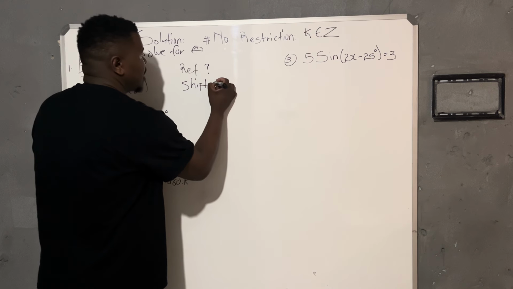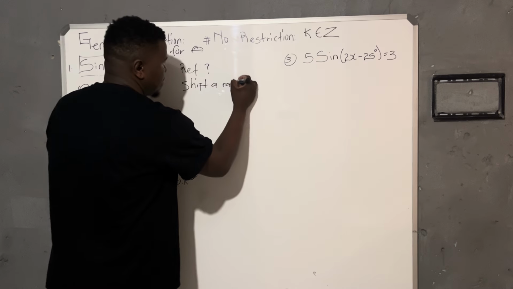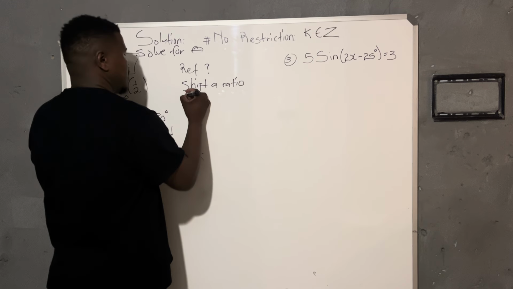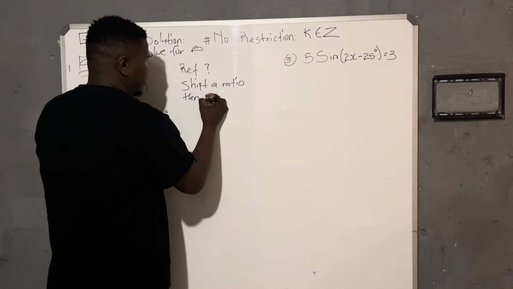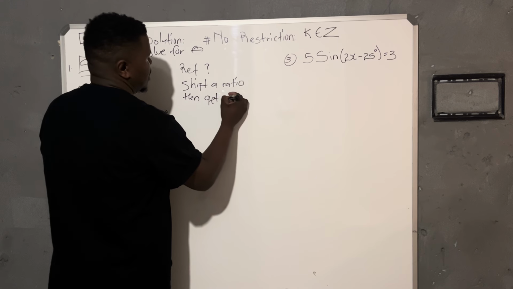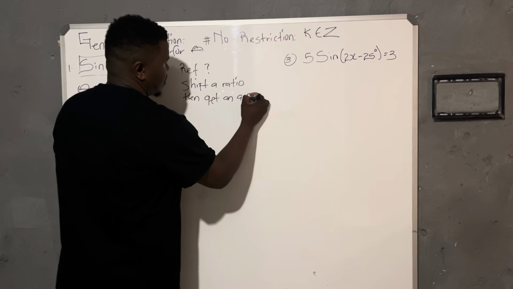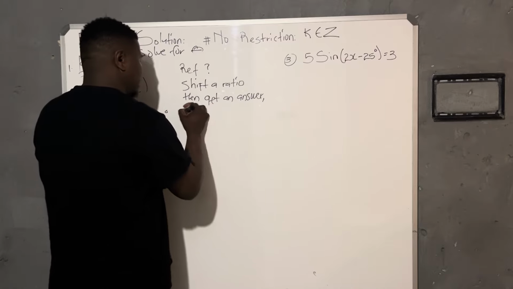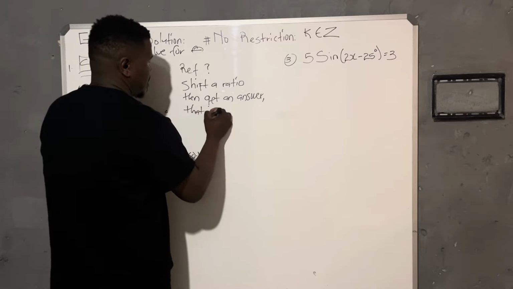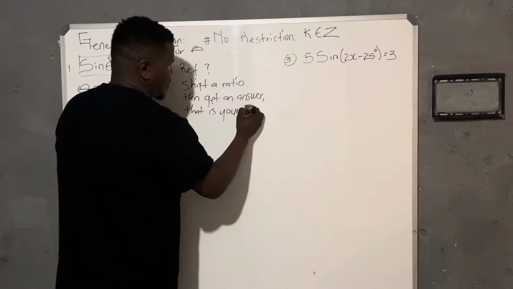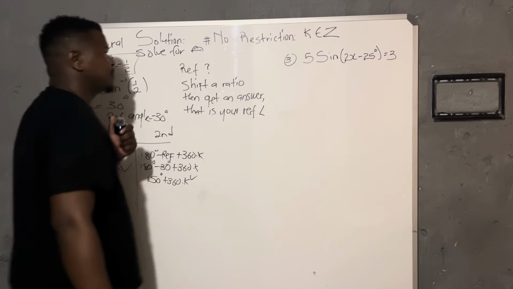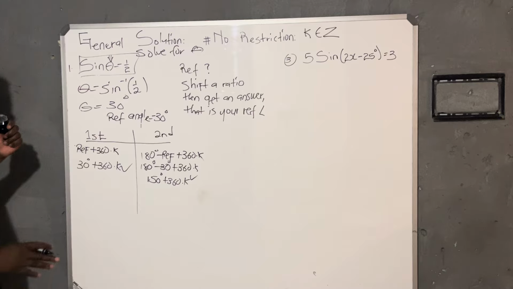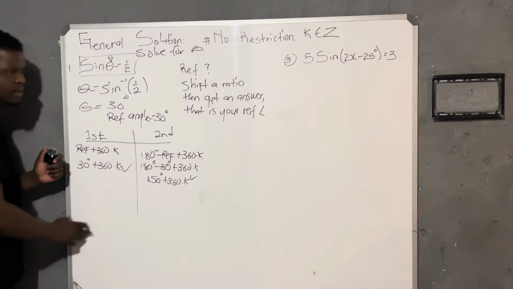Shift a ratio, then get an answer. That is your reference angle. Exactly. All that we've been doing here is the same.